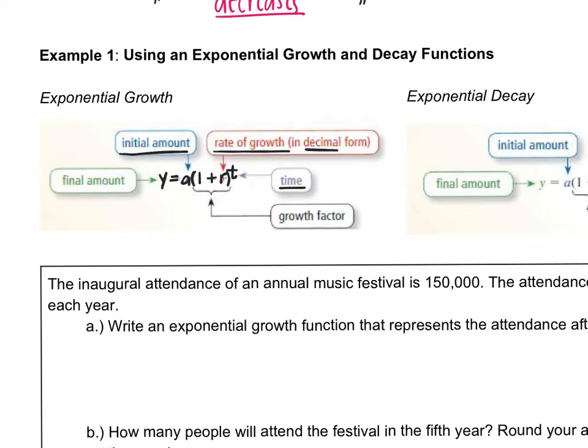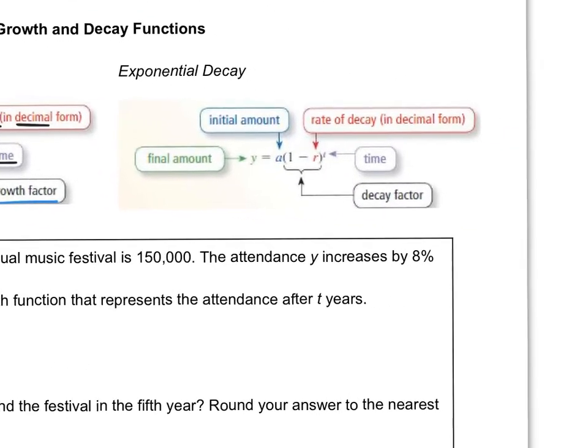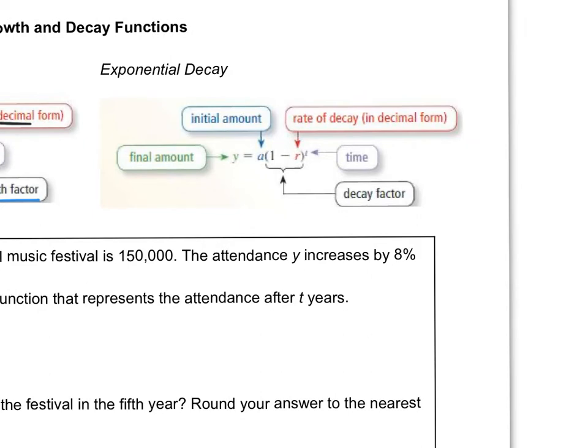Notice how that whole 1 plus r part is the growth factor. So that's different than the rate of growth. It's going to be important that we know that these are different. The rate of growth is r in decimal form. The growth factor is 1 plus r. And then the exponential decay function is y equals a times 1 minus r to the t power.